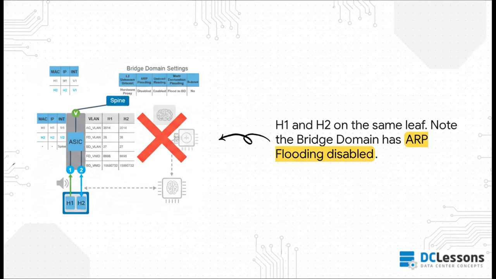Okay, so take a look at this diagram. H1 wants to talk to H2. It knows the IP, but it doesn't have the MAC address. So what does it do? It sends a broadcast ARP. But here's the kicker. Look at the bridge domain configuration. ARP flooding is turned off.